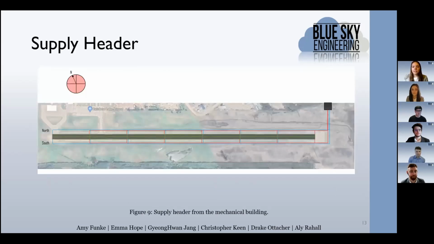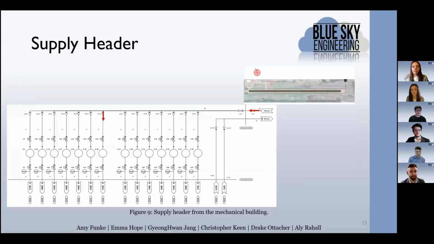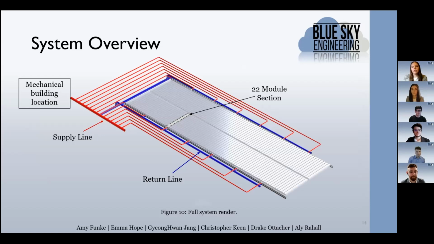Now, our mechanical building is located 170 meters north of our system. This is due to requiring the building and any height to be outside of the airport fence line. From here, as the fluid leaves our mechanical building, the working fluid is able to go through the pump and onwards to our modules. Now here's an overview of our system.